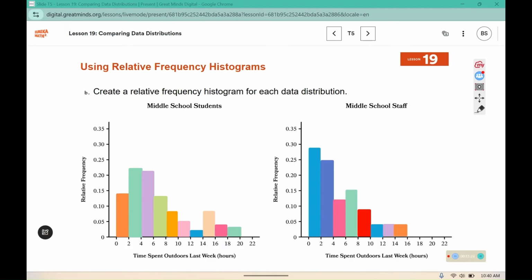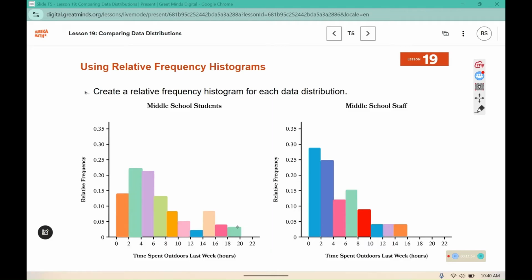Make sure you get these sketched out. Remember, the bars should be touching in a histogram. They do not touch in a bar graph, but in a histogram they do. Then we're going to use these two histograms to answer some additional questions. C says to use the relative frequency histogram to describe the center, shape, and spread of the student's data distribution.